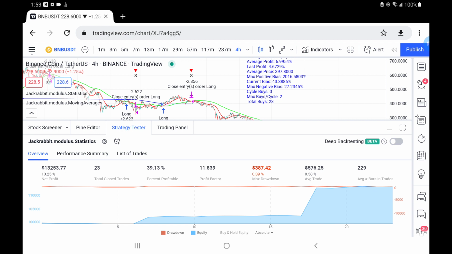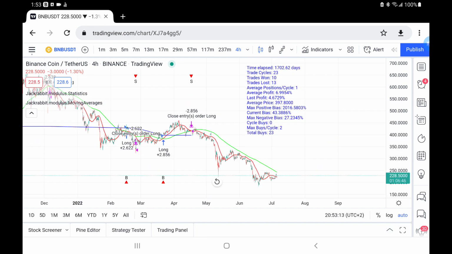Last profit was 4.67%. The average profit, even through the bear cycle, is almost 7%. Out of 23 trades, it only won 10. It lost 13 trades, and yet it brought in a huge amount of profit.